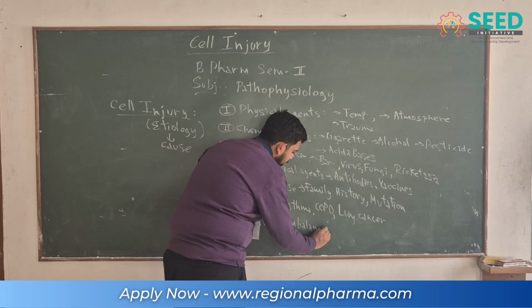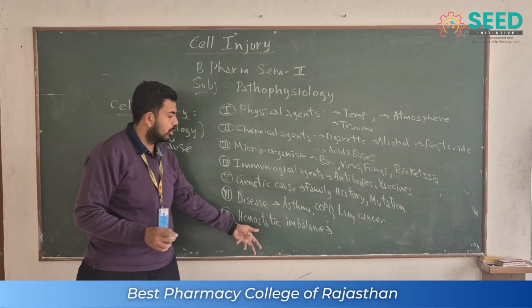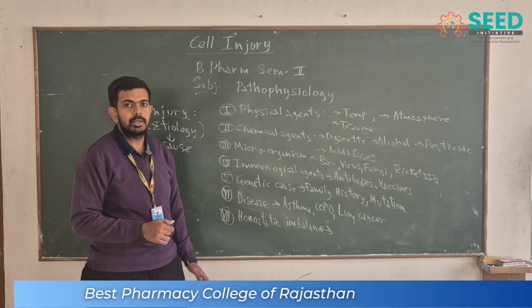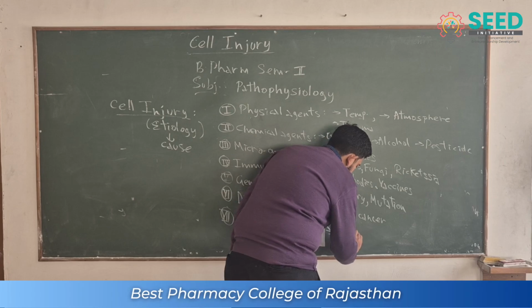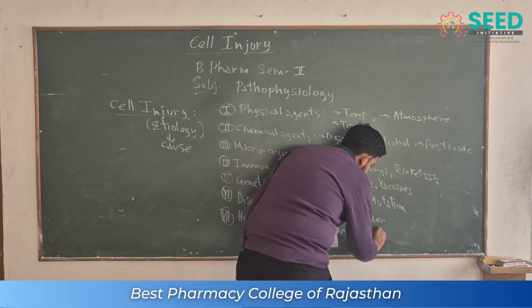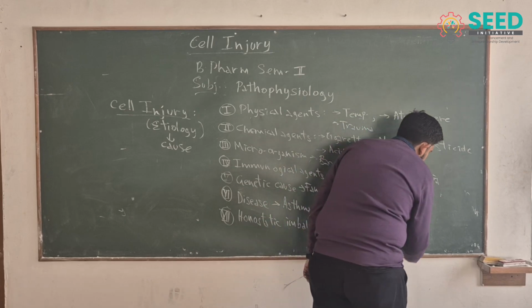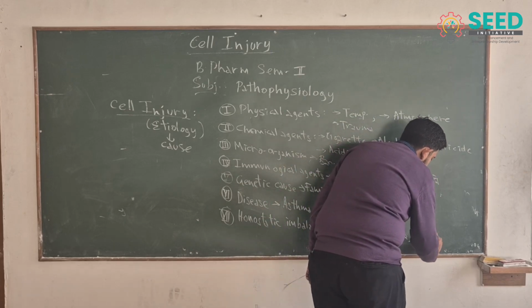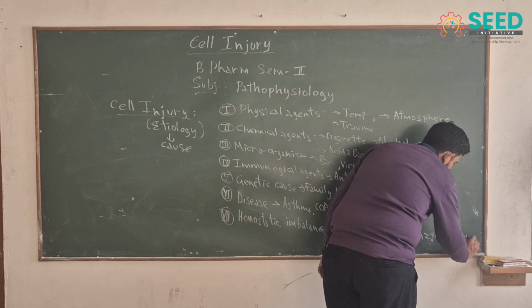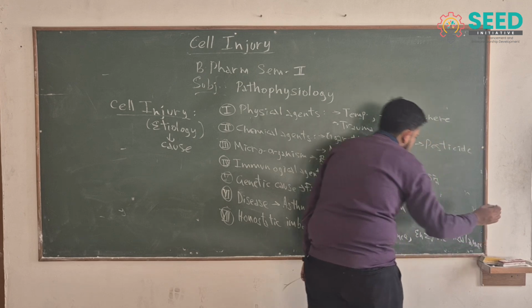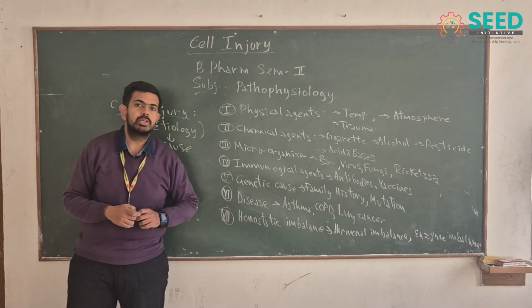Now these can be due to any cause. It can be due to these causes or it can be due to your homeostatic imbalance. It includes hormone imbalance, enzymes imbalance, so these are the causes of any cell injury.